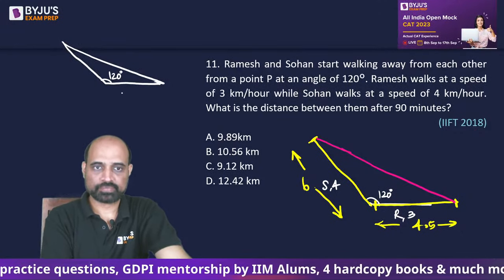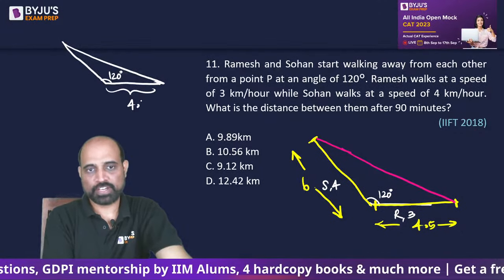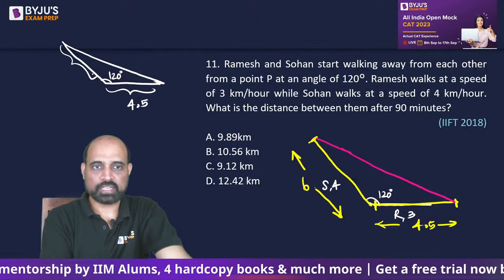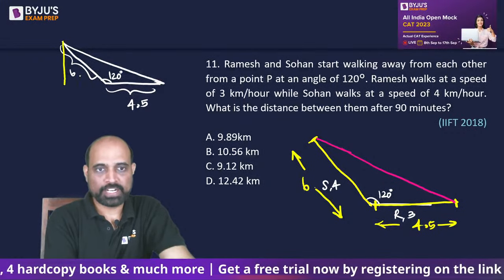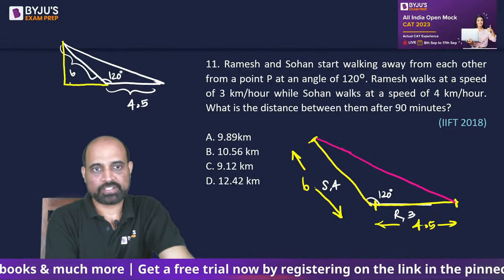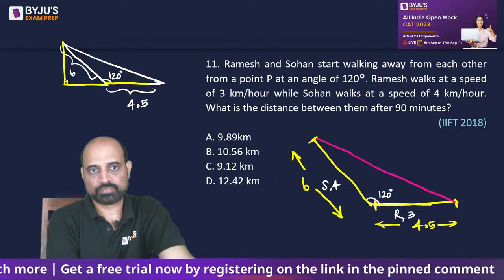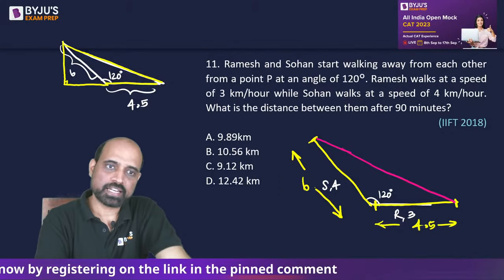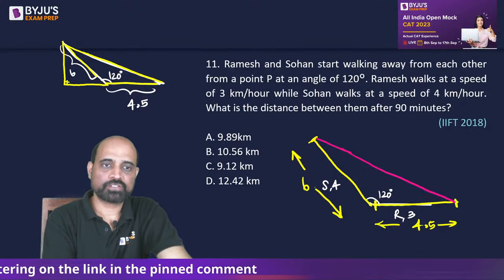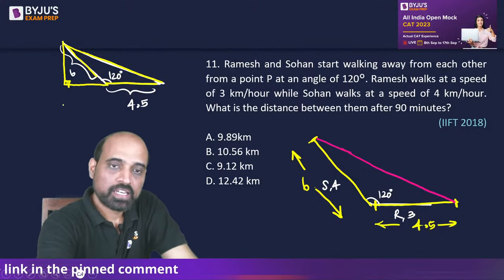120. This length is 4.5. This length is 6. What I'm going to do is drop a perpendicular such that I have a right angle triangle here. And inside also, this becomes a right angle triangle with the hypotenuse being 6.